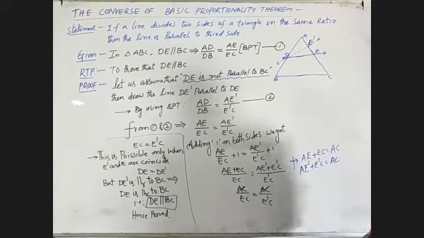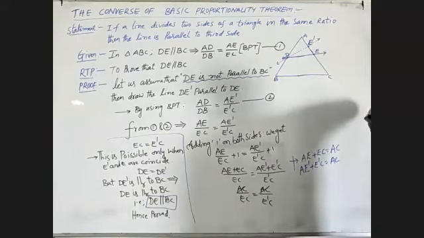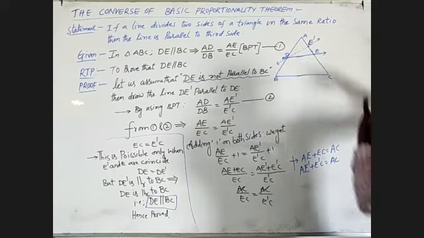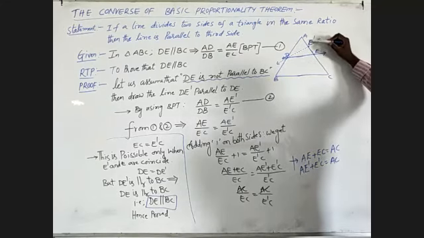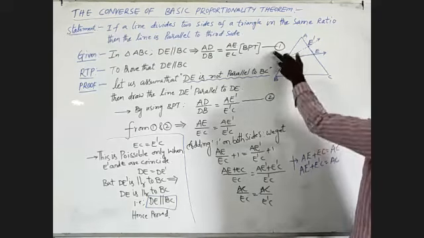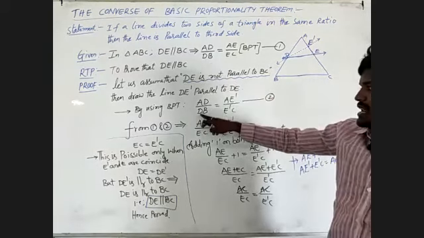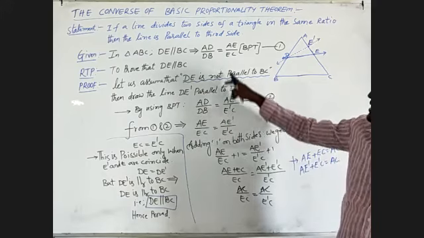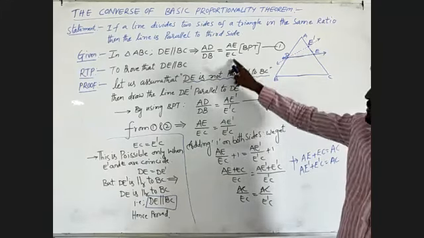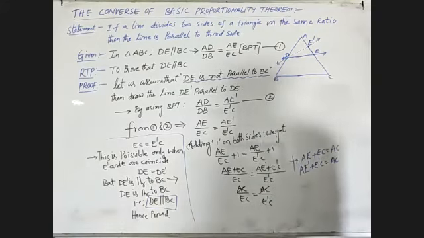By the basic proportionality theorem, AD by DB will be written as AE dash by E dash C, since DE dash is parallel to BC. This is 2, and this is 1. From 1 and 2, both LHS values are equal, so both RHS values are also equal. That will be written as AE by EC equal to AE dash by E dash C.